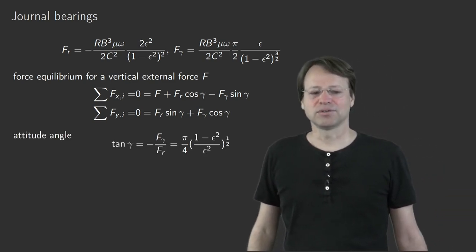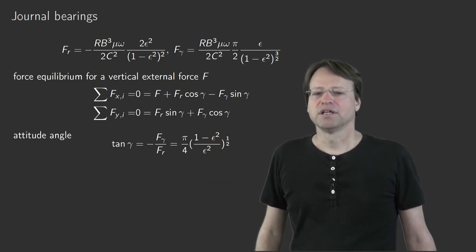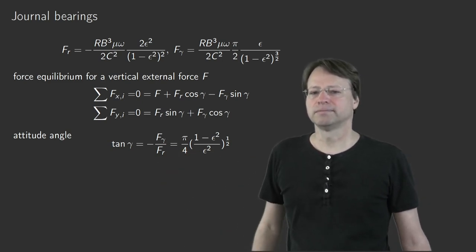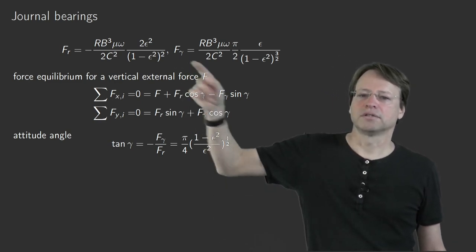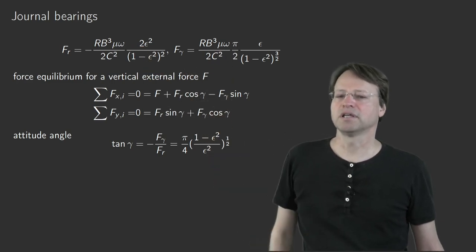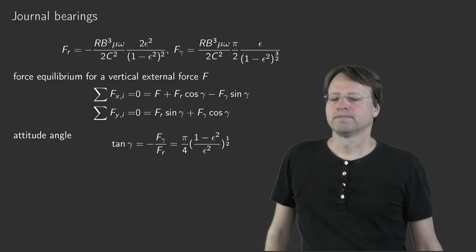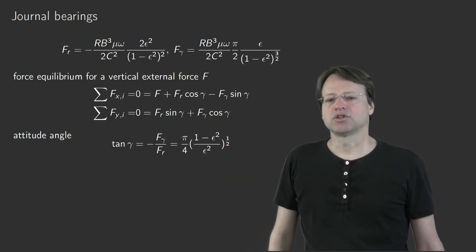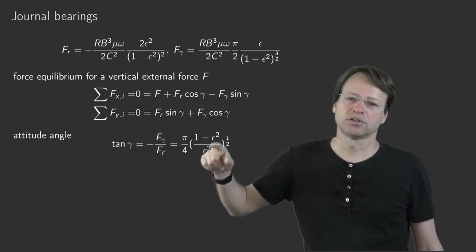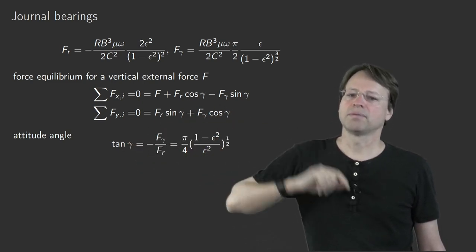So for the attitude angle, you will find from the second equation that the tangent of gamma is equal to the negative ratio of f gamma and fr. And you can then insert this expression. That's good if we have such a ratio, because all these constants at the very beginning will disappear, and we just have an expression that includes the eccentricity ratio epsilon. So this second equation allows us to relate the tangent gamma to epsilon.